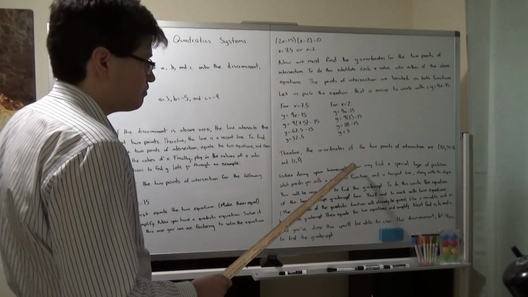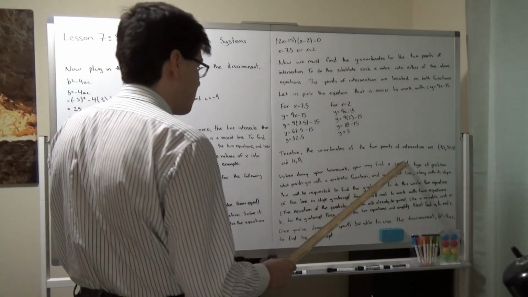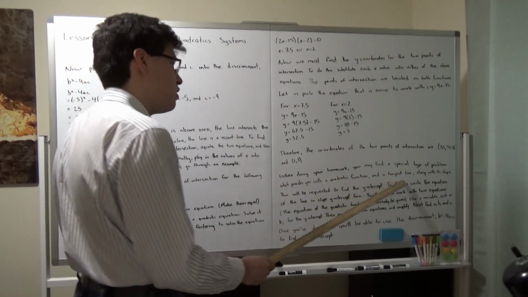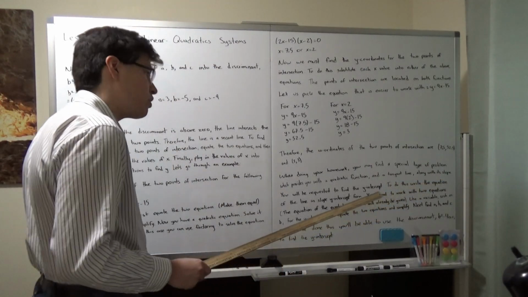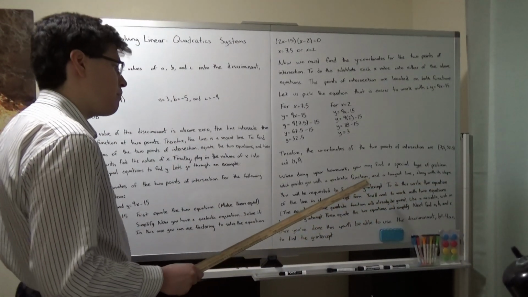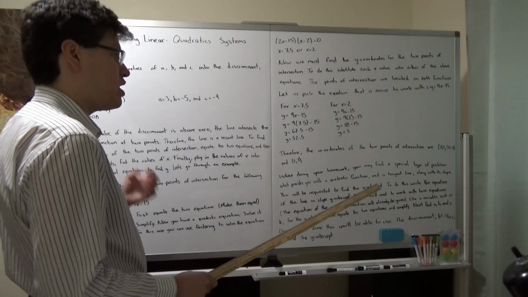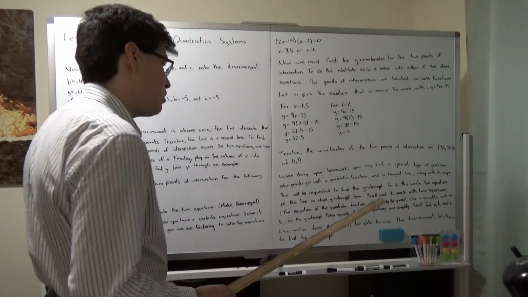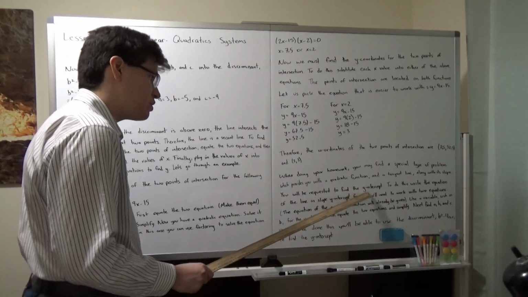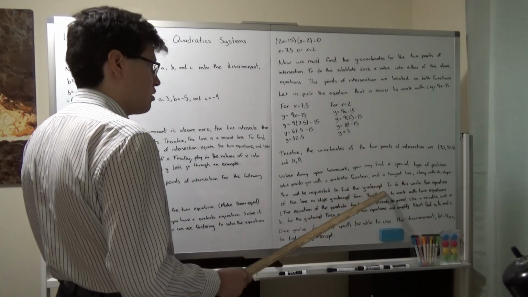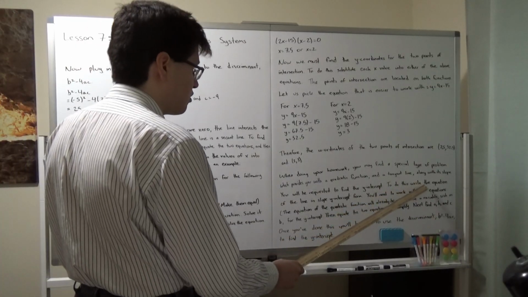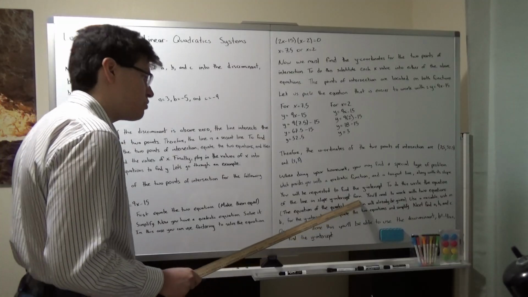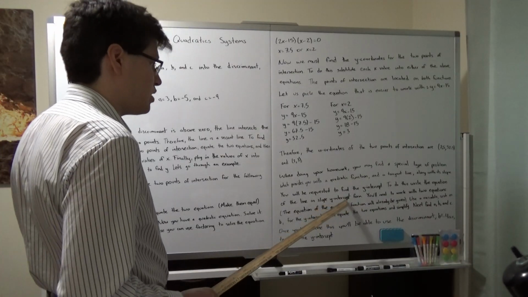When doing your homework, you may find a special type of problem which provides you with a quadratic function and a tangent line along with its slope. You'll be requested to find the y-intercept of the tangent line. To do this, the first step is to write the equation of the line in slope y-intercept form.